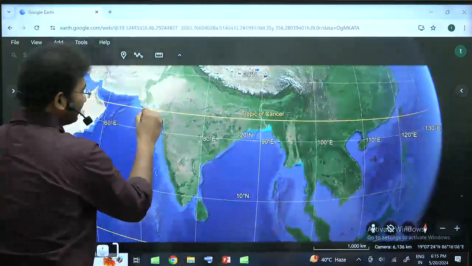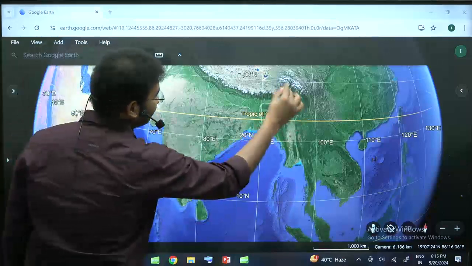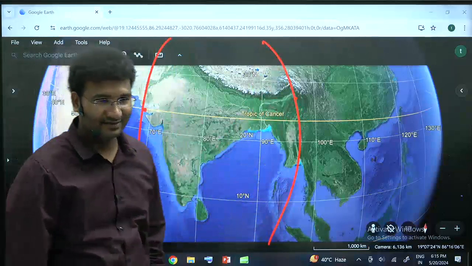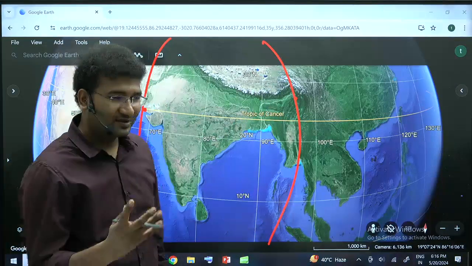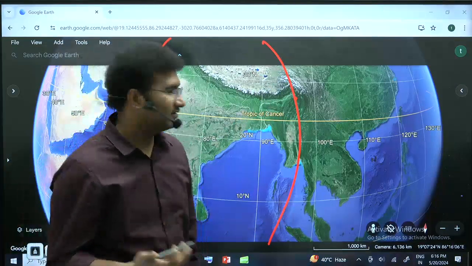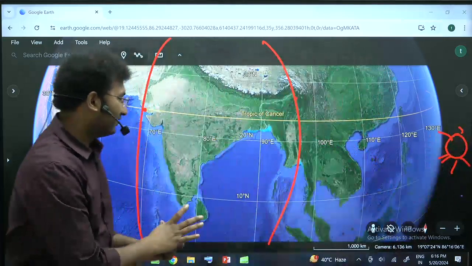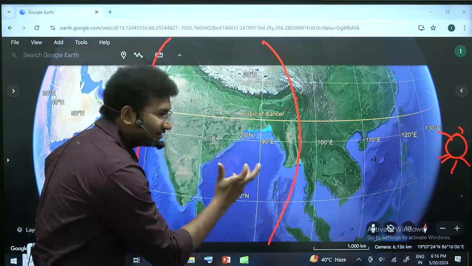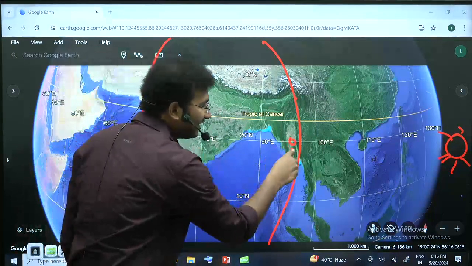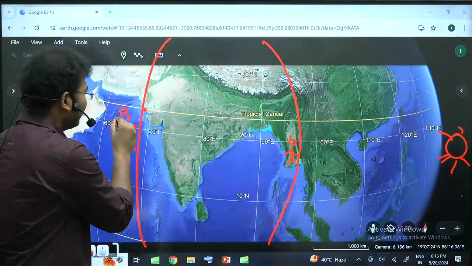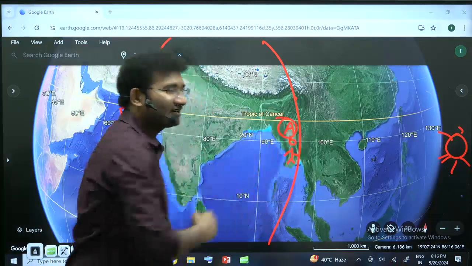Look at this place and look at this place. Right? So, sun rises where first? If this is the sun, basically, Earth always moves from west to east. If Earth rotates like this, and there is a person standing here and a person standing here, this is B and this is A. Who will see the sunrise first?